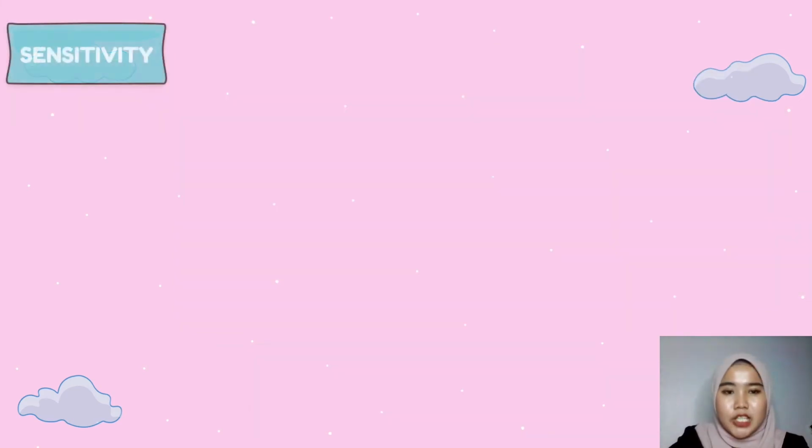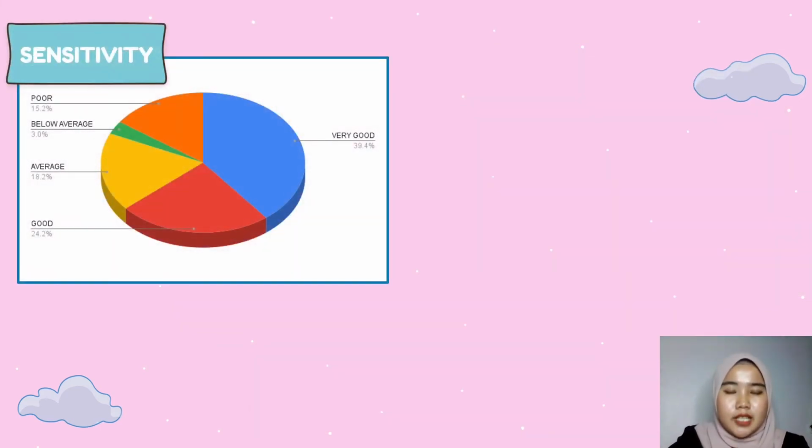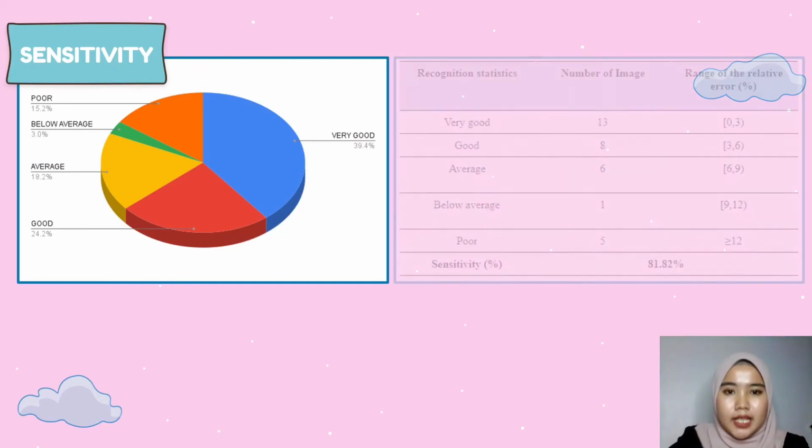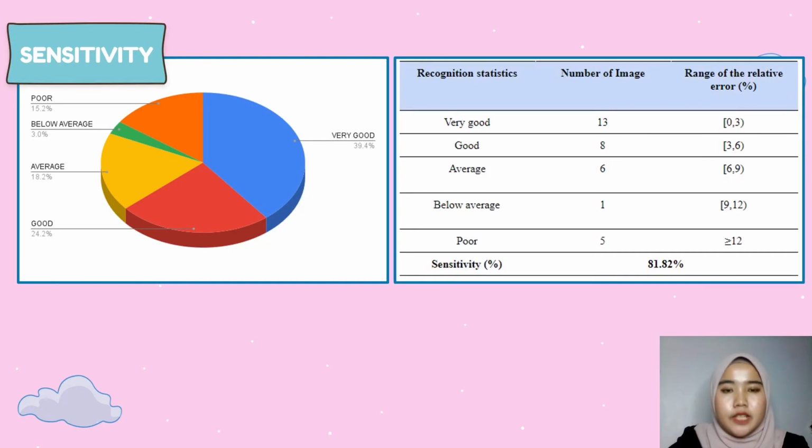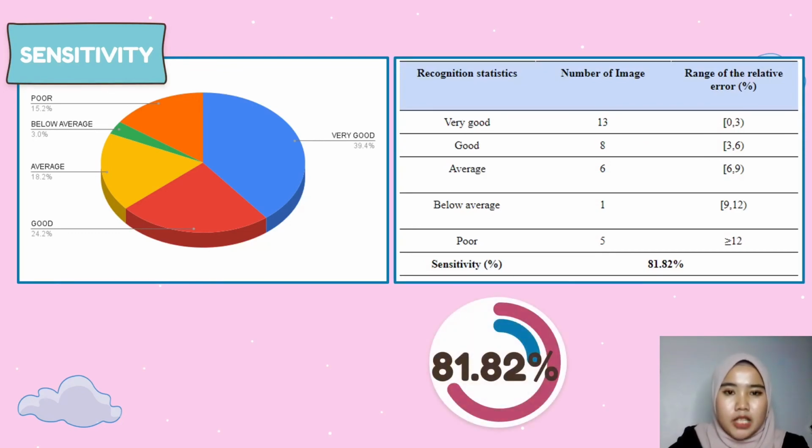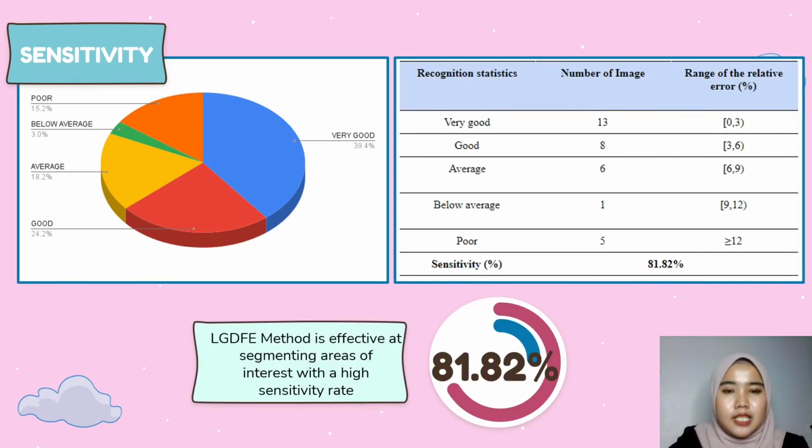Next is sensitivity. This pie chart is the recognition statistic and the relative error of the LGDFE method. As can be seen, more than half of the images have a good result. Thus, the sensitivity of the segmentation is 81.82%. In conclusion, the LGDFE method is effective at segmenting the area of interest with a high sensitivity rate on mammogram images.